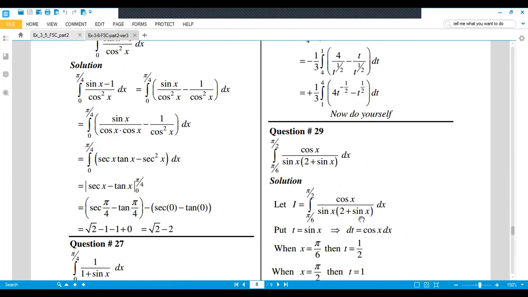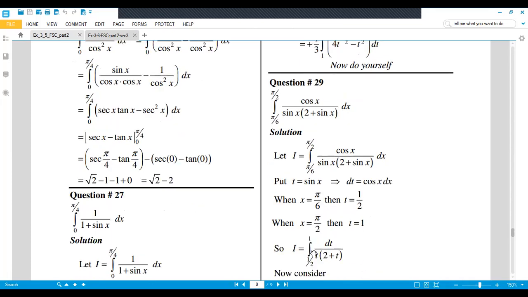Here again you do a substitution: t is sin x, take the differential, dt equals cos x dx. When x is pi over 6, sine pi over 6 is 1 over 2, so the t value is 1 over 2. When you put sine pi by 2, t is 1. So 1 over 2 to 1 is the limit, cos x dx is equal to dt, sin x is equal to t, and the 2 stays as it is.